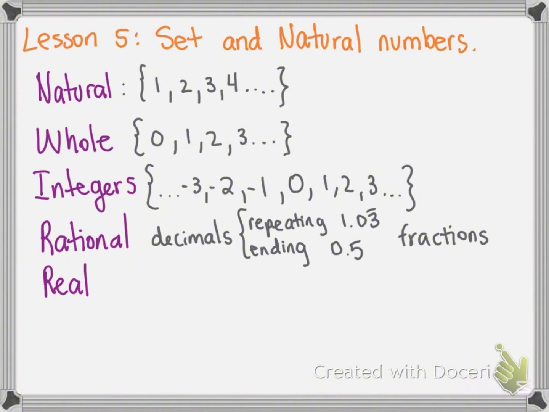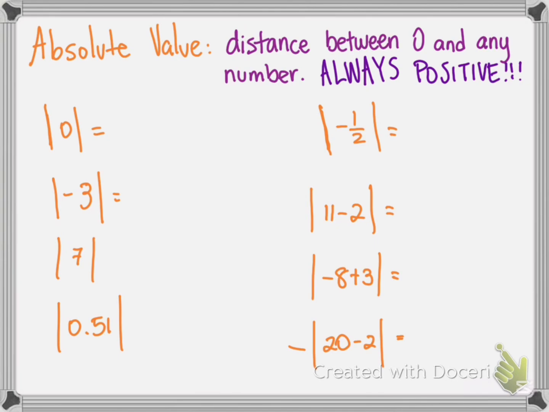Now remember that the natural numbers are part of the whole numbers, are part of the integers, are part of the rationals, and rationals are part of the real numbers. Now let's review absolute value. Absolute value is the distance between 0 and any number, and for that reason, since it's a distance, it's always positive. The notation for the absolute value is those two long lines and the number inside. So in this case, it's the absolute value of 0, and since 0 does not have a sign, it's not positive or negative, we just put the 0.